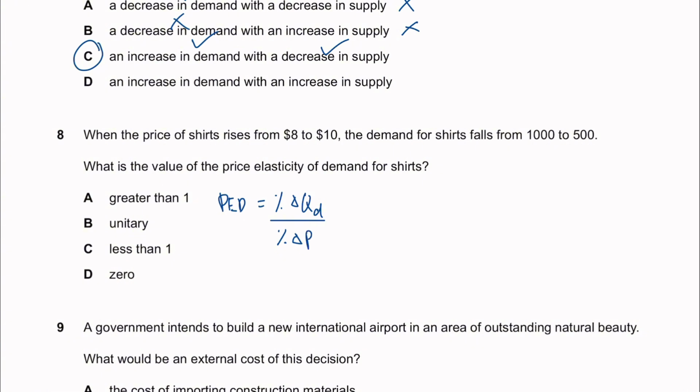Okay, so let's name this P1, P2. This is the old price, new price, and this one is Q1, Q2. So the formula is like that: Q2 minus Q1, so you use the new quantity minus old quantity divided by old quantity times 100. This one also, P2 minus P1 divided by P1 times 100. Okay, so answer is 500.